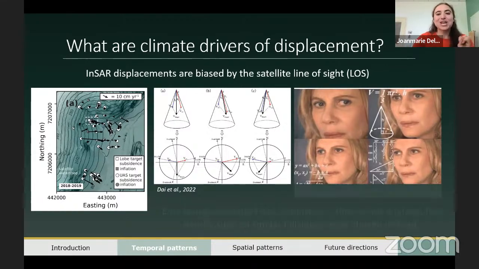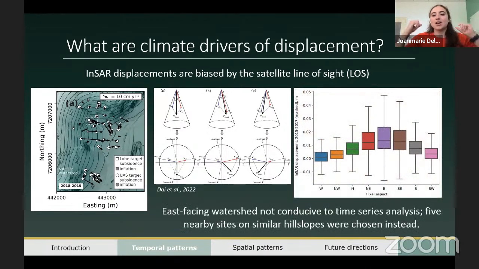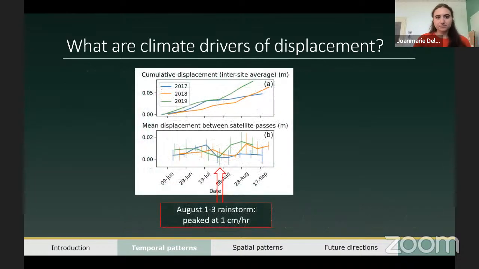But the take home message is that, depending on the aspect of that surface, you are going to either underestimate or potentially overestimate the displacement. So we had to abandon our east-facing watershed, not really conducive to doing time series analysis with InSAR, and instead we used 5 nearby sites on a similar hill slope, but a more favorable aspect, so that we could do some time series analysis.